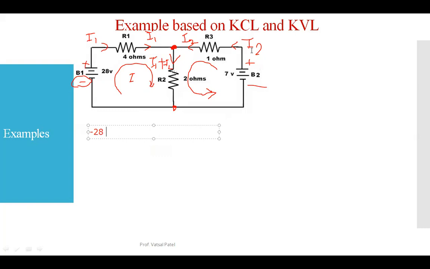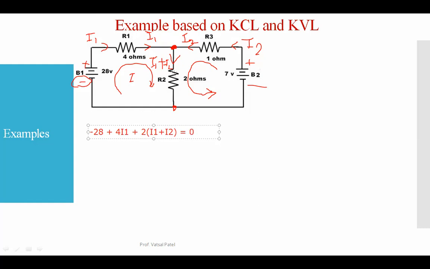Plus, over here you will have R1. So can I write like this? Plus 4, that is the resistance value, into I1, plus for the 2 ohm resistance, it is written like 2 into bracket I1 plus I2, it is equal to 0.